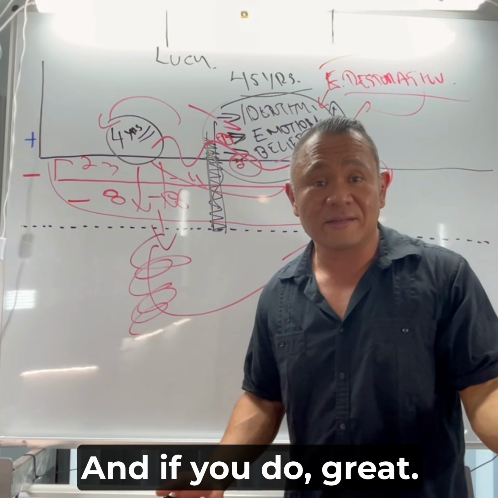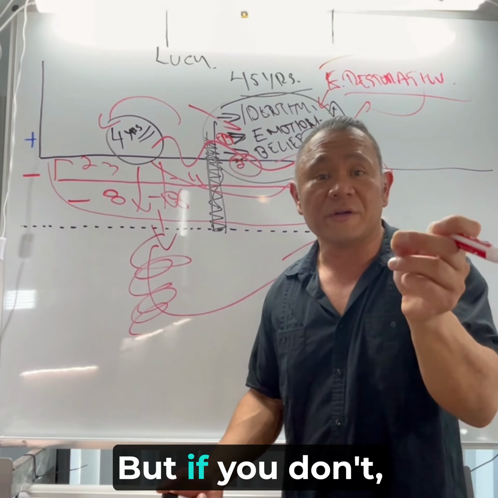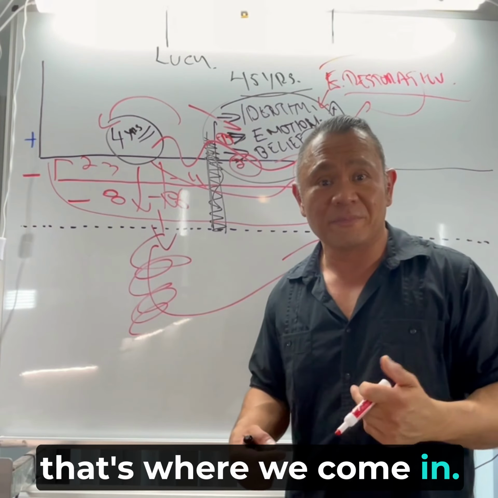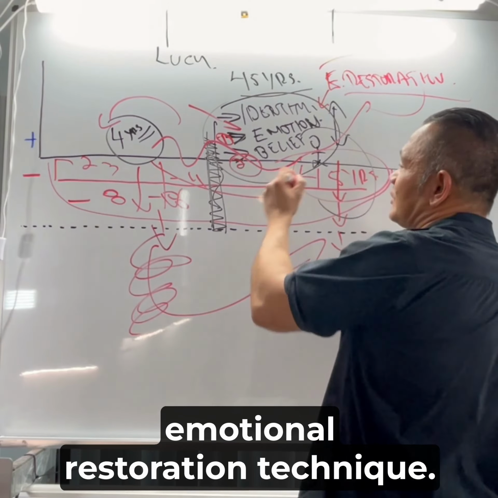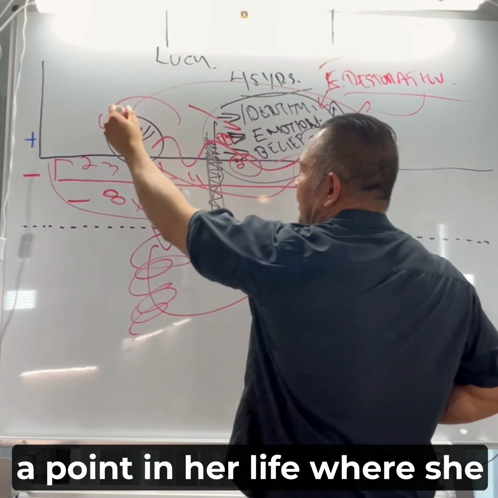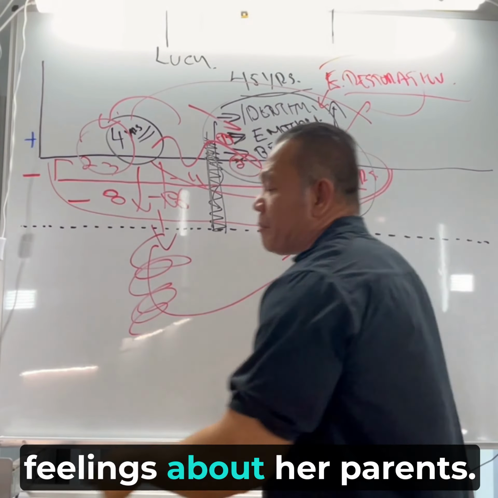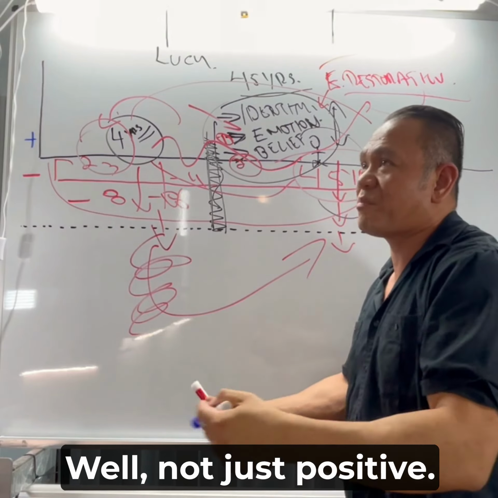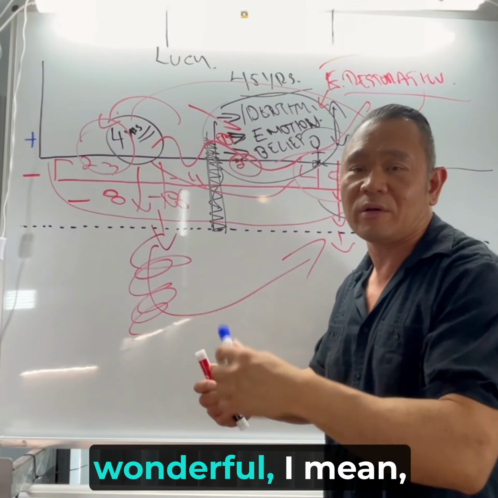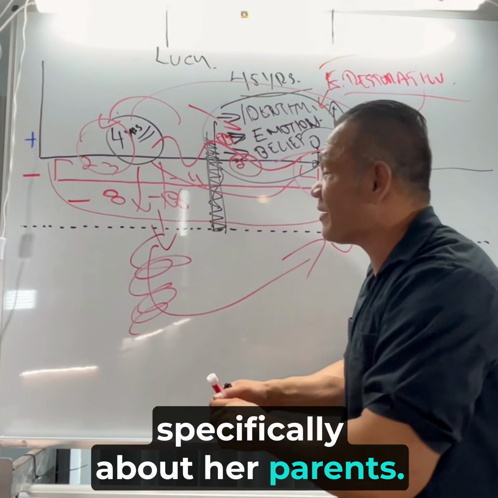And if you do, great. But if you don't, that's where we come in. So number one, emotional restoration technique. We were able to get her back to a point in her life where she was able to relive positive feelings about her parents. Well, not just positive, not just hug a tree and feel wonderful. I mean, specifically about her parents.